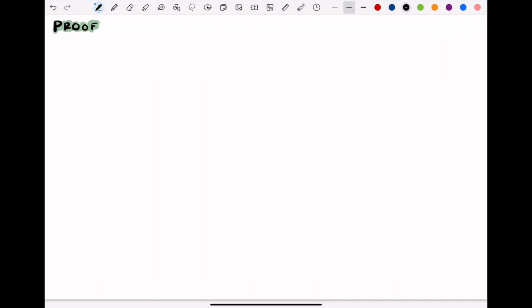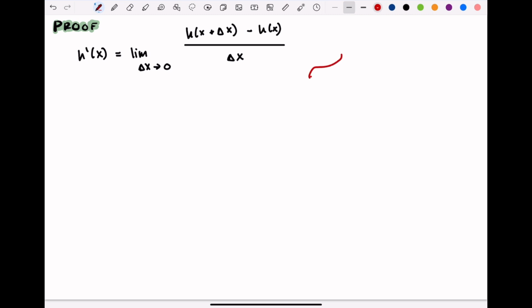In order to prove the product rule, we'll have to come back to our definition of derivatives in the first place. If we remember how we define derivatives, we define them as the limit as delta x approaches 0 of h of x plus delta x minus h of x, over delta x. This simply comes from the fact that the derivative is the slope at a given point. If we have two points on a function, let's say x and then x plus delta x, then as these two become closer and closer, this is going to be our instantaneous slope, which is what our derivative is.